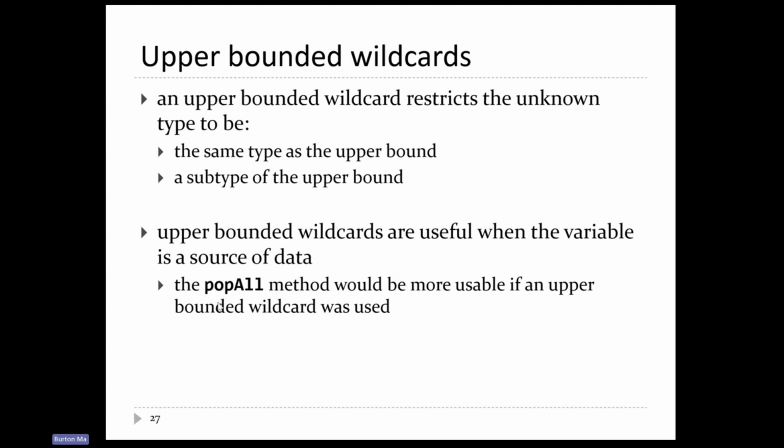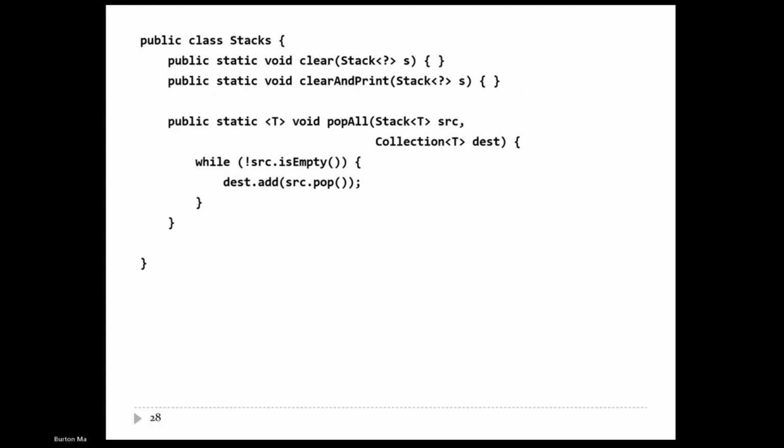Remember, we had this popAll method in our Stack class. It pops all the elements out of a stack and adds them to a collection. So the stack in this case is our source of data. The elements are coming out of, or coming from, a stack. So that popAll method, we can make it even more usable than it is if we used an upper bounded wildcard instead. So here's popAll.